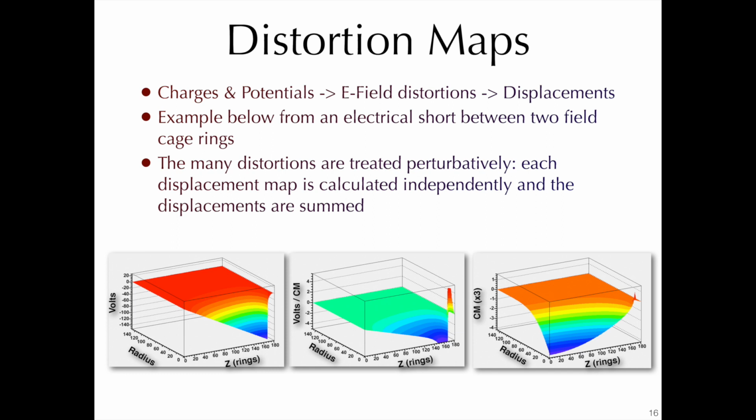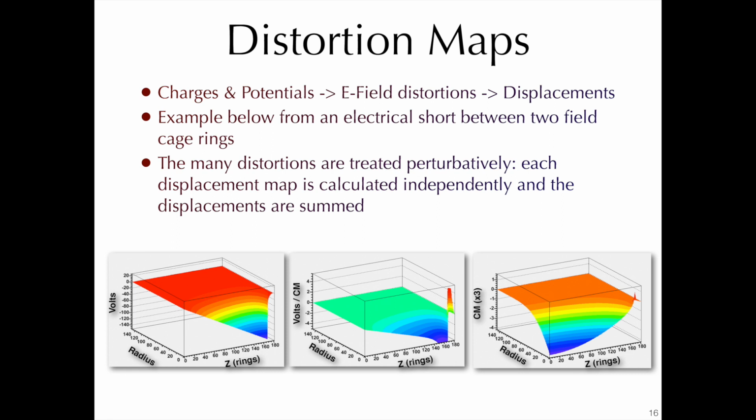We do generally treat these as individual distortion maps that we can add one distortion on top of the other. And for the most part, the distortions are small enough that that's just fine. Really, with the space charge being the only one that's sizable, if we had two that were of that magnitude, then we would probably not want to do it perturbatively like this.